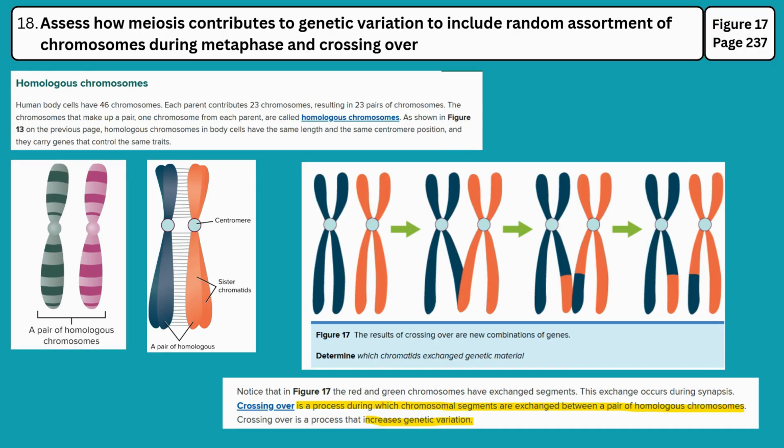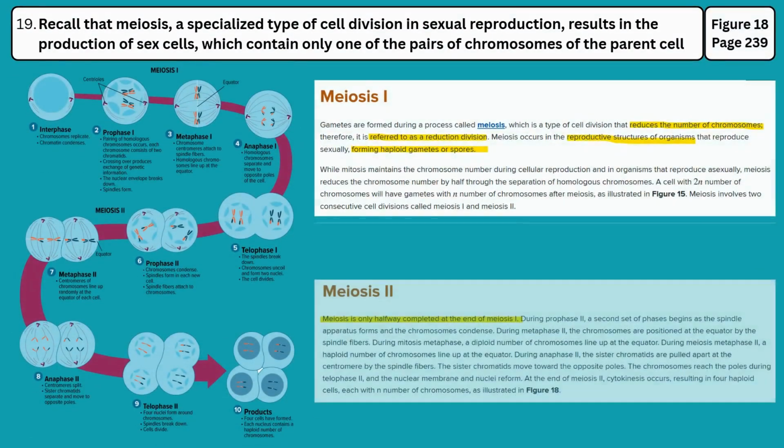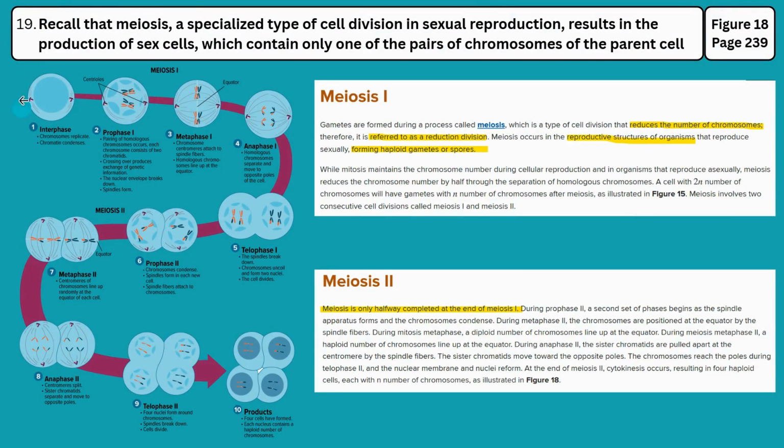This exchange occurs during synapsis, that is crossing over. It's the process during which chromosome segments are exchanged between a pair of homologous chromosomes. Because of this, there can be genetic variation. That's why there is variation. They are not identical. Now, this is meiosis, the whole meiosis.